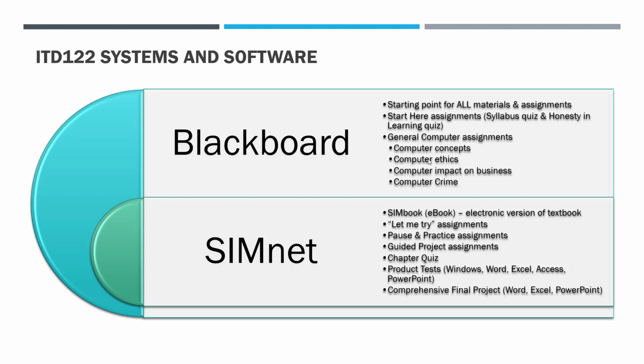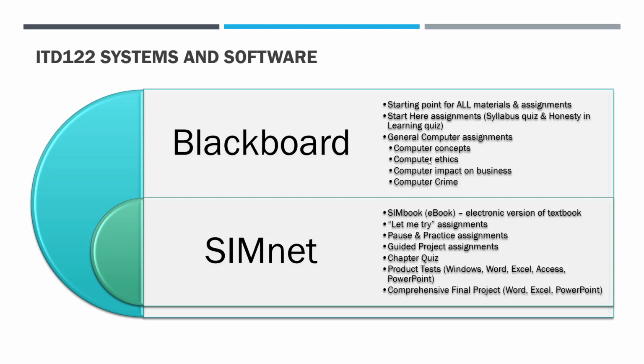Then everything else is done in a product called SimNet, and that is the McGraw-Hill product that comes with your textbook. That's why you got the little code. And you can choose to have the book and the ebook in SimNet, or you can just have the ebook in SimNet. No matter what, you need that SimNet code. Whether or not you choose to get a physical book is up to you.